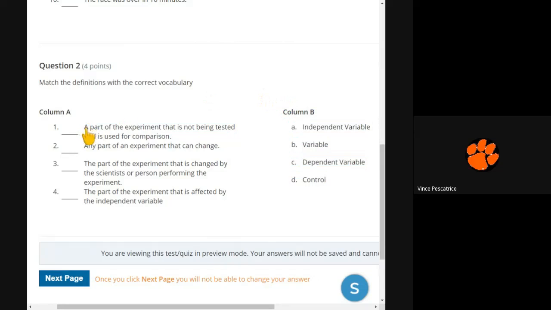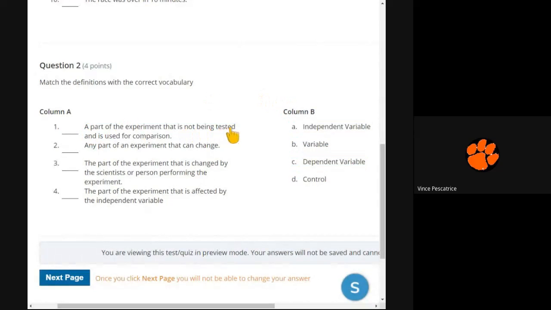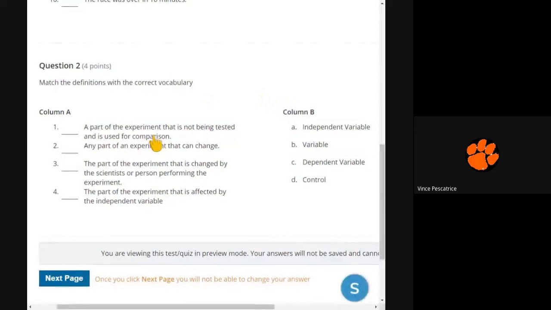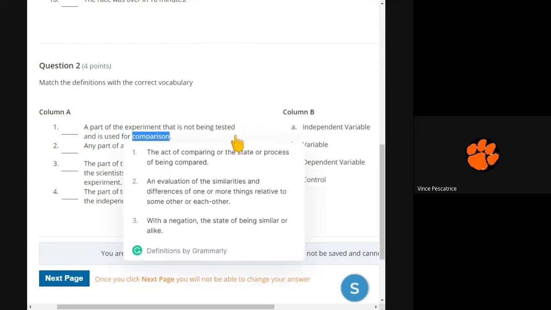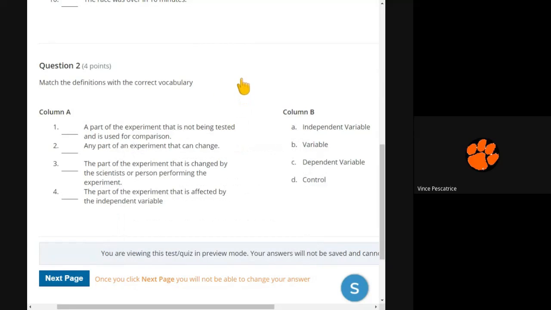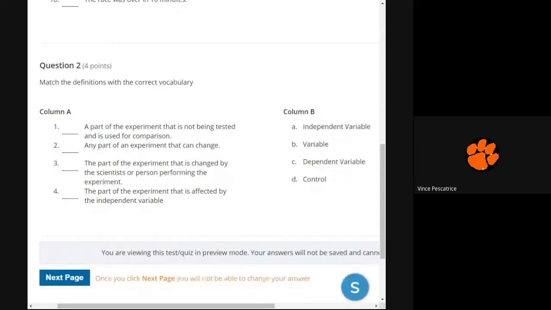So number 1, a part of experiment that is not being tested and is used for comparison. This is the key word, comparison. So what are we comparing our results to? So this is the part, I'm also going to reference the two main experiments we talked about, the one with the brownies and the one with the candle. So in the brownies, we compared the containers with the bread to the containers without the bread. So the container without the bread was the comparison container.